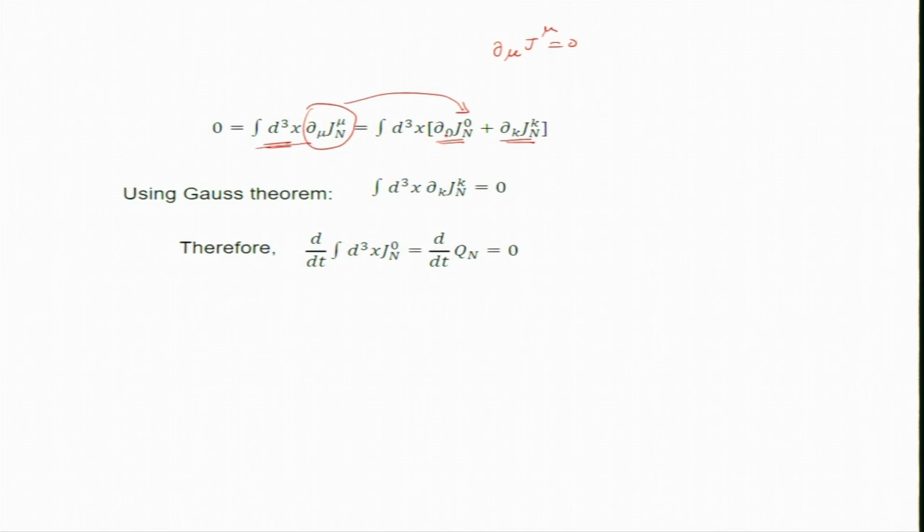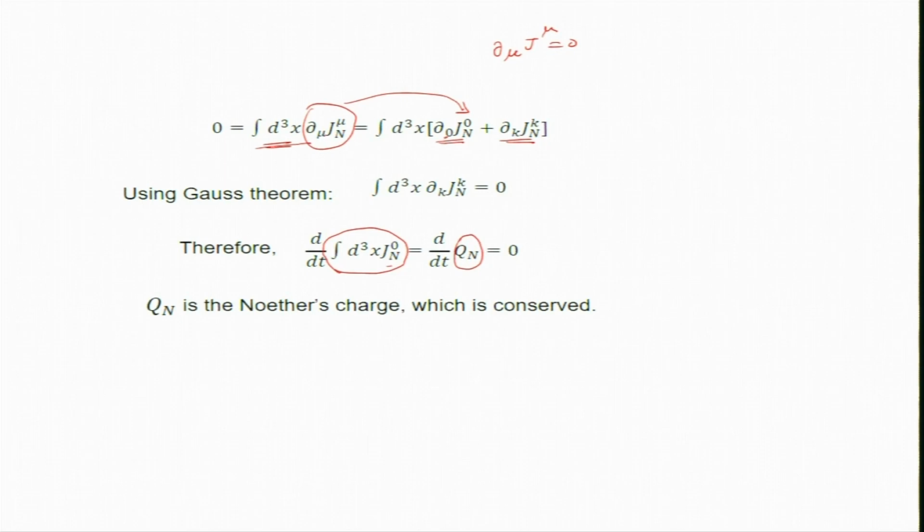This derivative with 0 means d by dt. So d by dt of the integral of j0 d cube x is 0. Now d by dt can be taken out. So this quantity is constant and this is called the Noether charge. So there is a conserved quantity and that is the derivation. So this charge Q_N is constant. So every symmetry operation will give a conservation law.